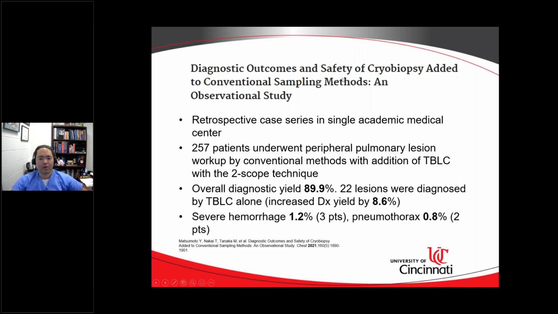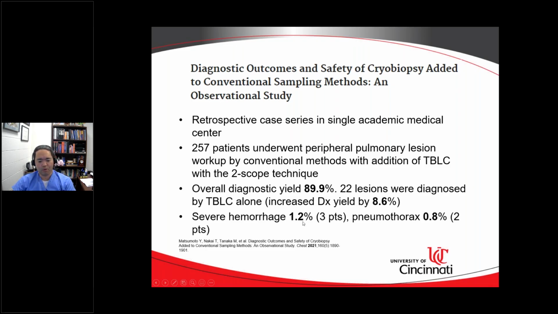They actually did cryobiopsy, or they added cryobiopsy on top of the usual biopsy forceps, needle, and biopsy brush for peripheral pulmonary lesions. They have 257 patients. And the overall diagnostic yield adding cryobiopsy was almost 90%, which I think is amazing. 22 lesions were diagnosed with transbronchial lung cryobiopsy alone. So there was an increase in diagnostic yield by 8.6.